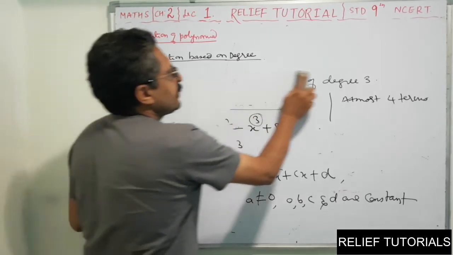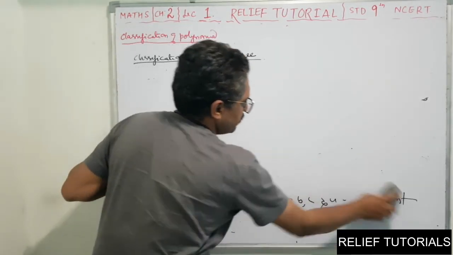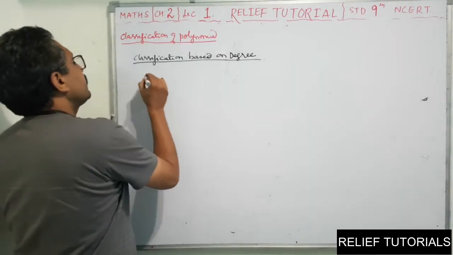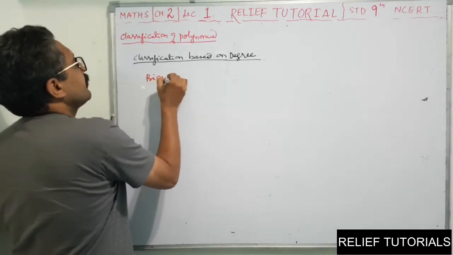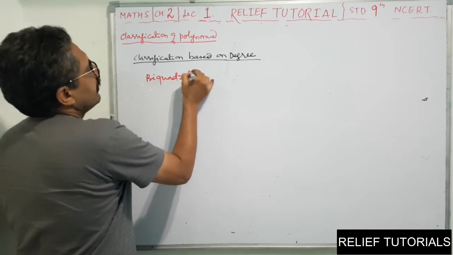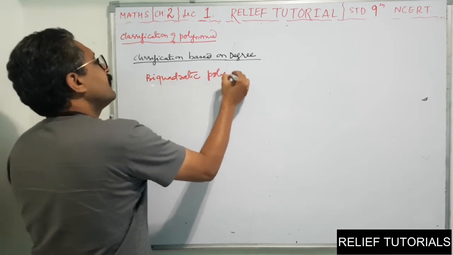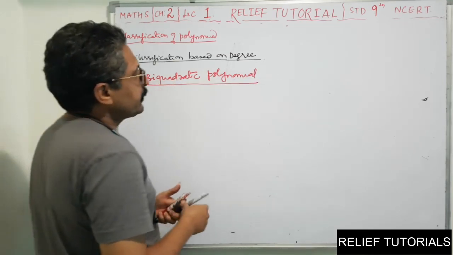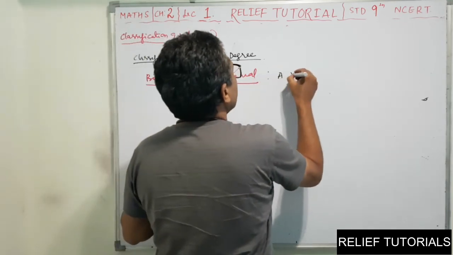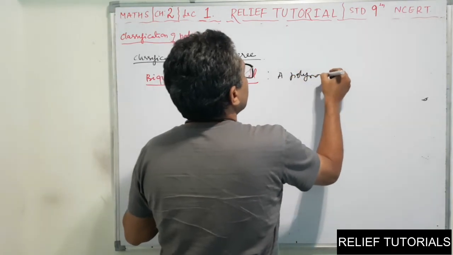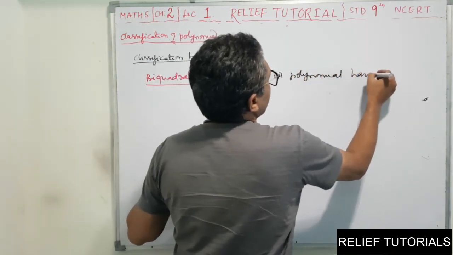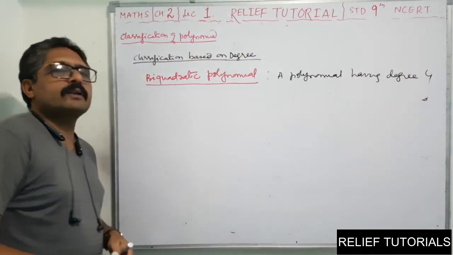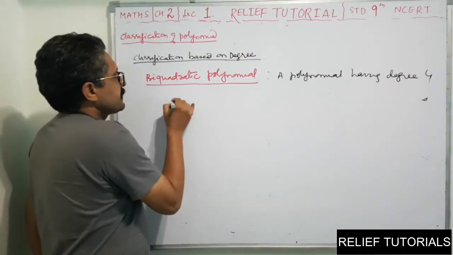Now biquadratic polynomial. So a polynomial having degree 4, degree 4 is called a biquadratic polynomial. Example, see.